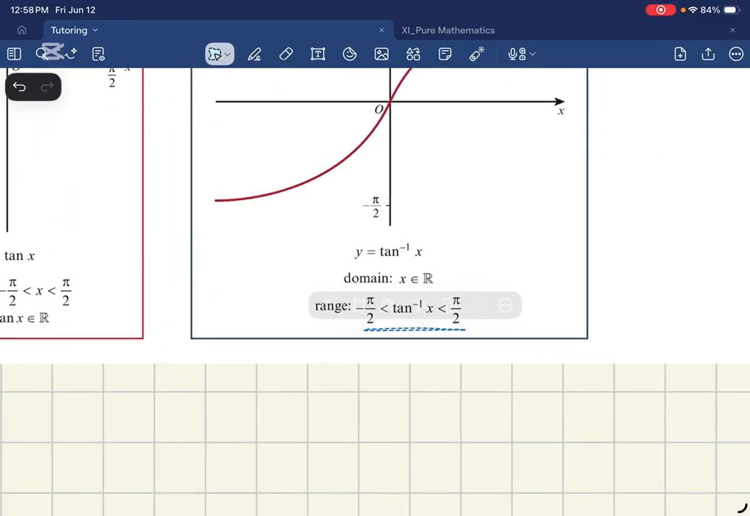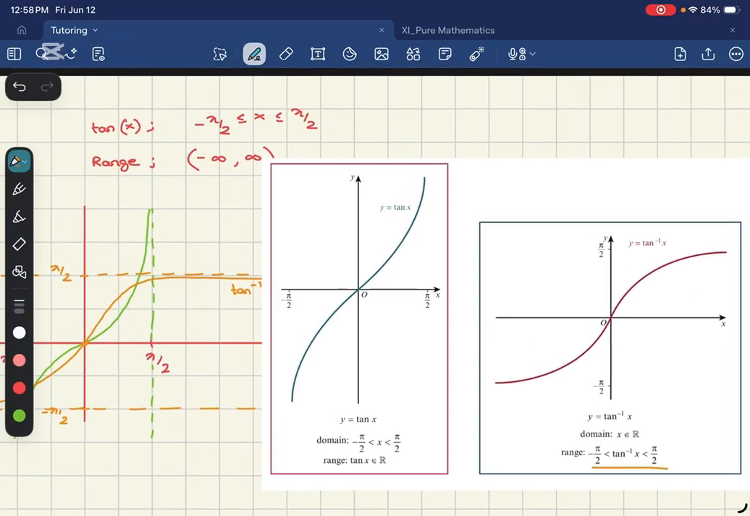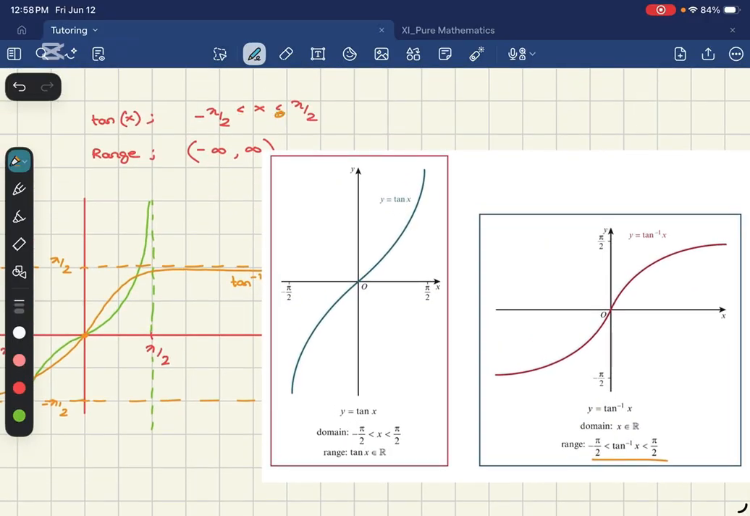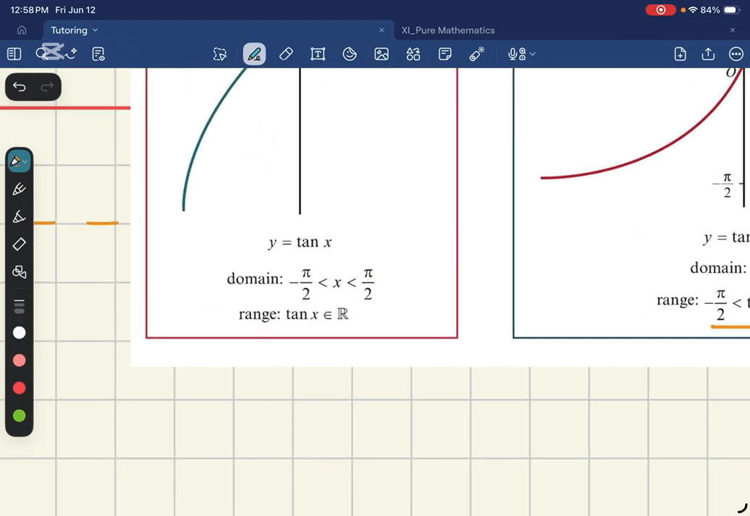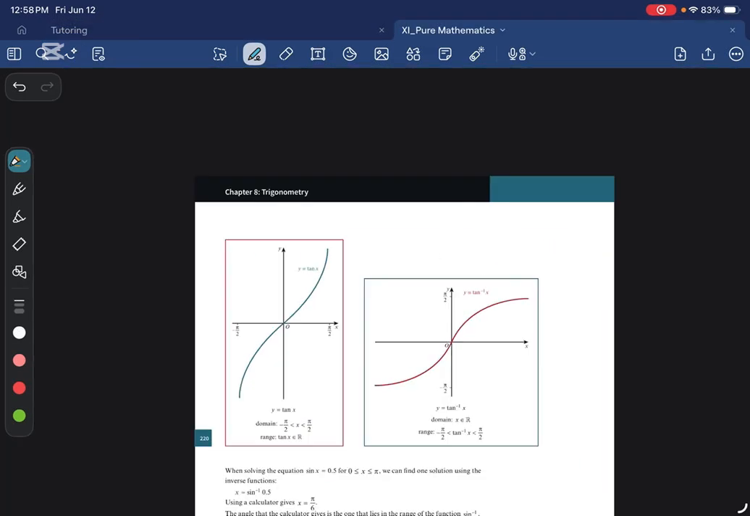So you have your range. Because remember, it's not defined at negative pi over 2 to pi over 2, so that is why you can't have it equal. It's the exact same domain and range restrictions. And now with this, we are going to discuss some questions. All right.